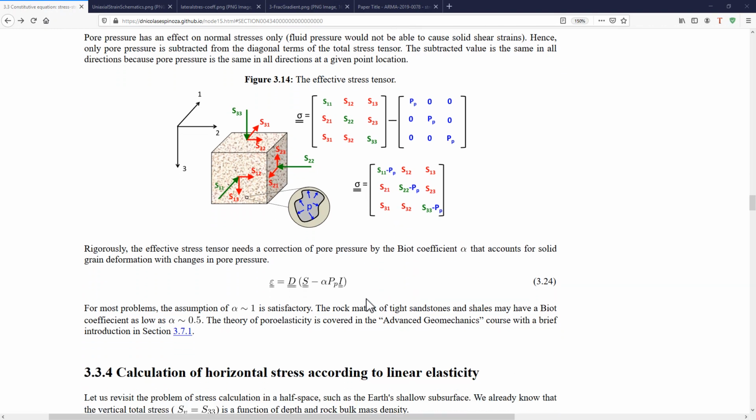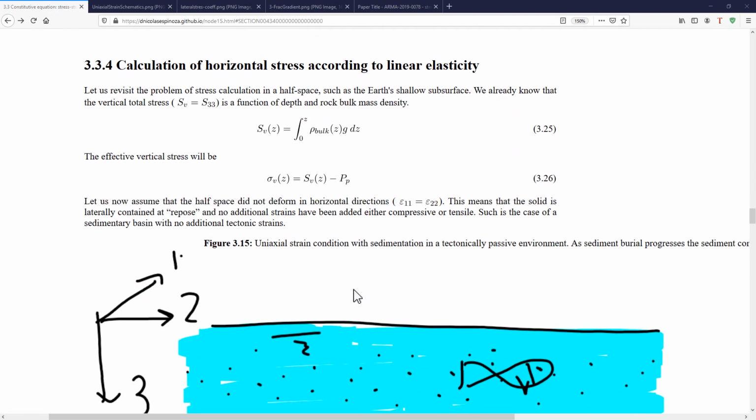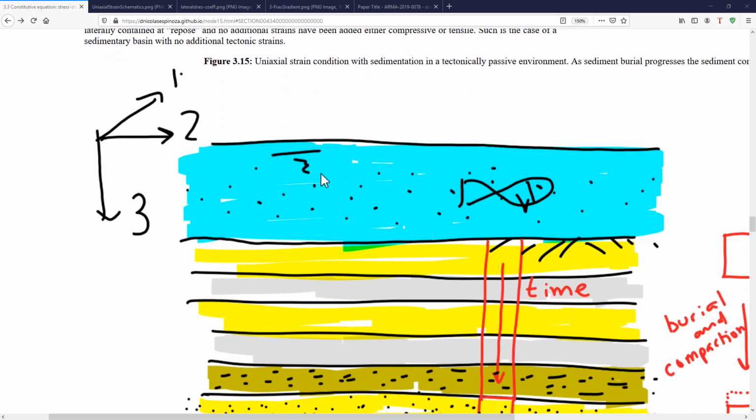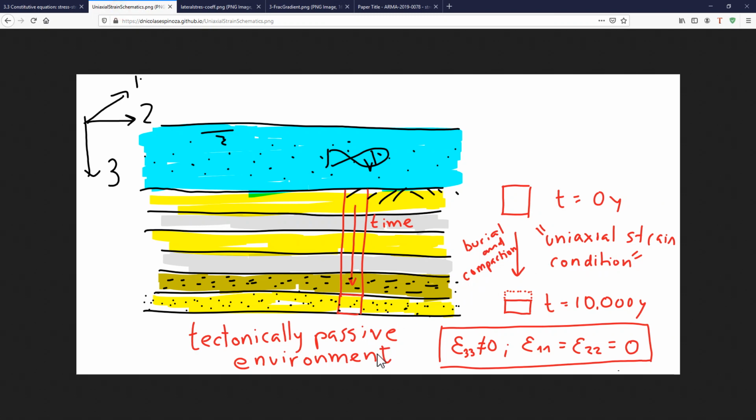All right, so now that we know that, let's come back to the procedure about how to calculate horizontal stress as a function of depth. The first thing that we're going to do is assume that we are in a site which is called tectonically passive. And what that means is that there are no strains in horizontal direction, for example, in direction 1 or in direction 2.